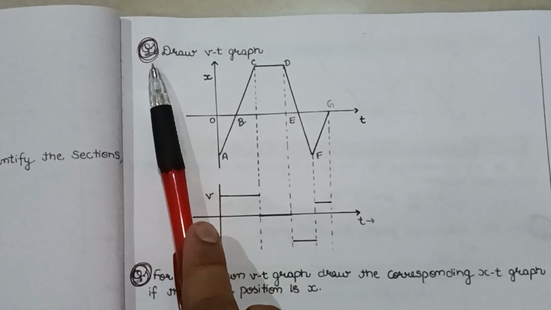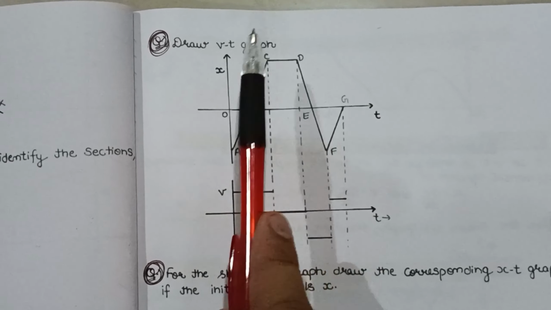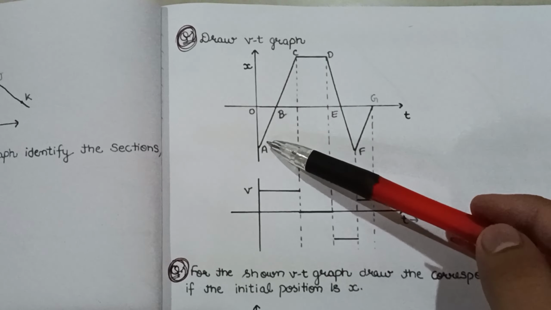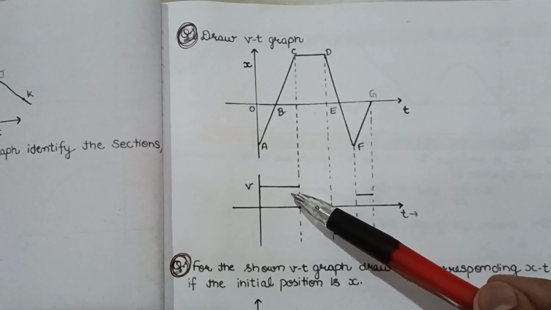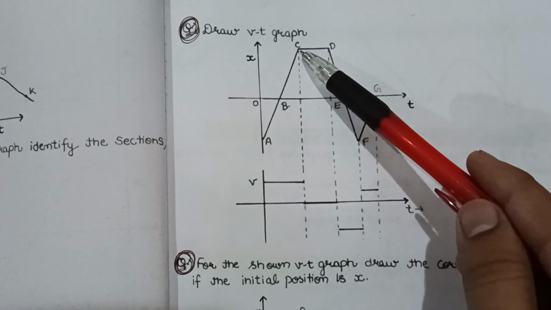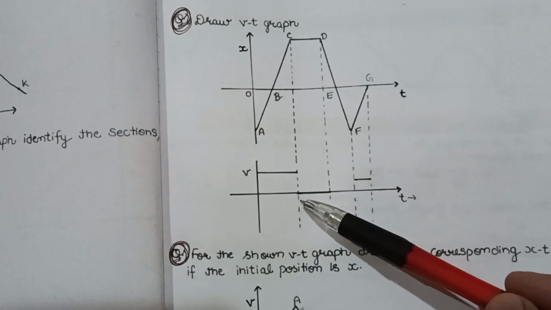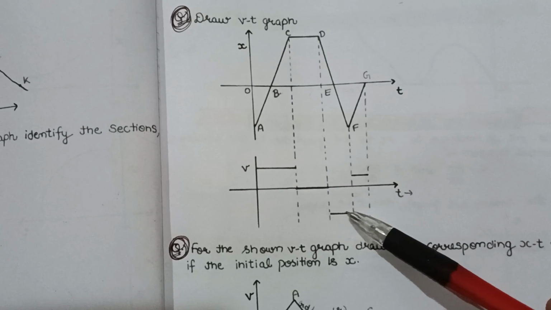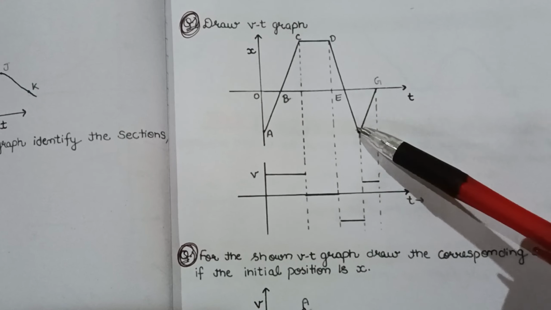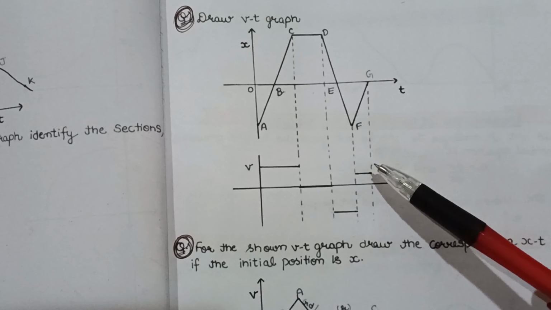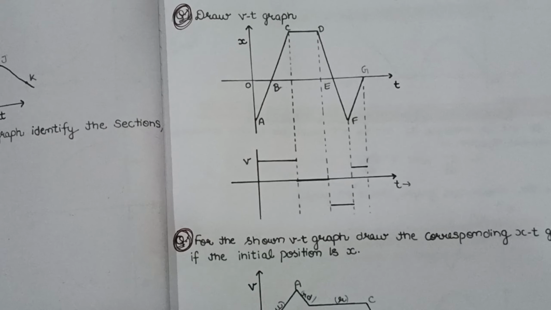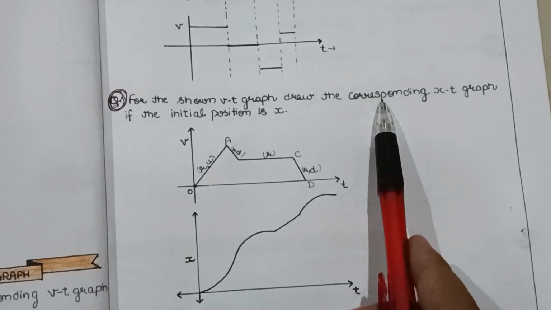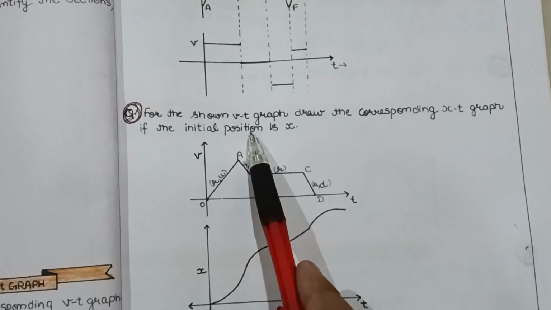Now, in this question, we have to draw a VT graph from the XT graph. So, this line corresponds to this line in the VT graph. This line in the XT graph corresponds to this line in the VT graph. This line in the XT graph corresponds to this line in the VT graph. And this line in the XT graph corresponds to this line in the VT graph. Now the next question. For the shown VT graph, draw the corresponding XT graph if the initial position is x.